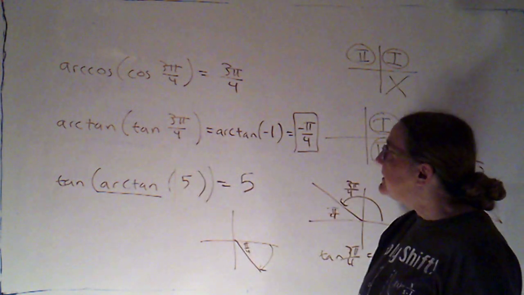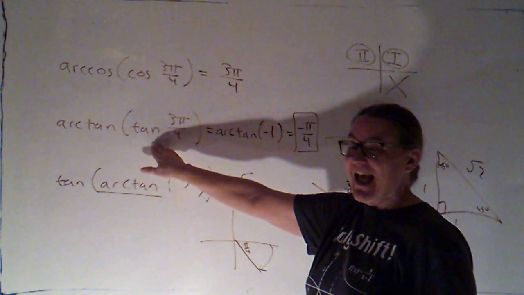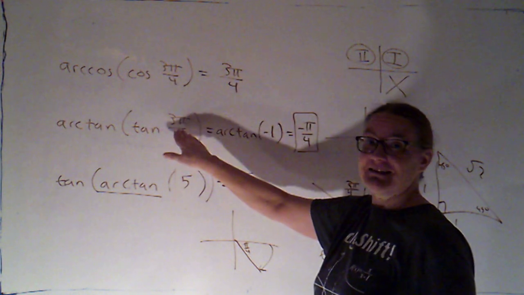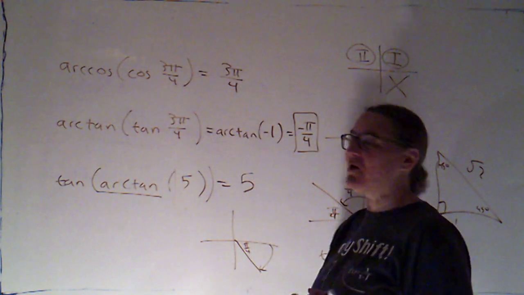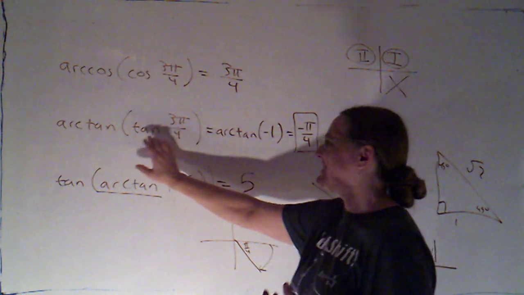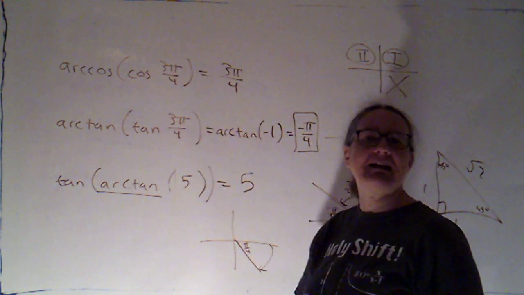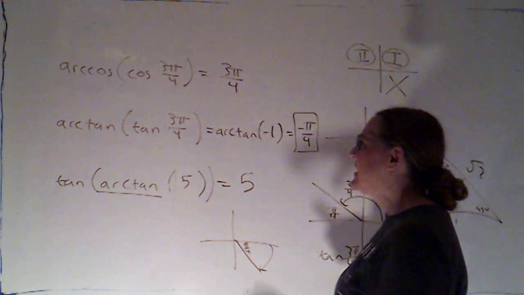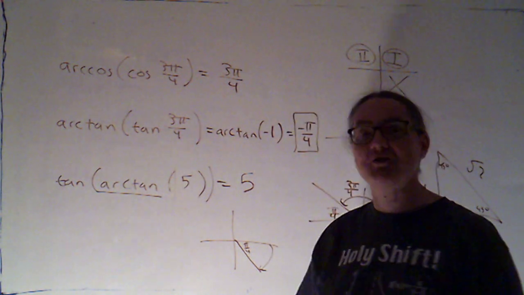Okay. But if the trig function is on the inside, I need to take a look at what I'm plugging into that. If I'm plugging in a number that's not in the restricted domain, then I'm not working with the version of the trig function whose inverse is the arctan or arc cosine that I have on the outside. So just something to be very, very cautious about as you're working with these function compositions.